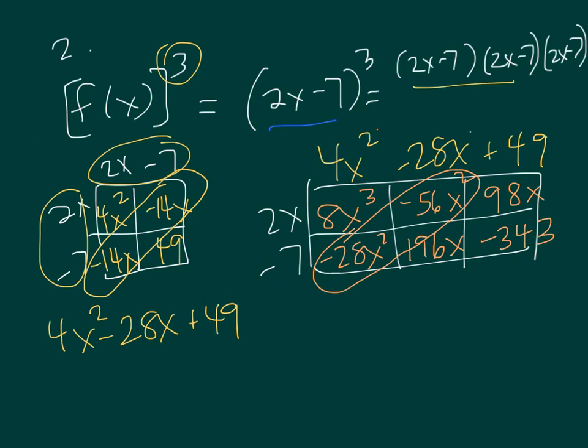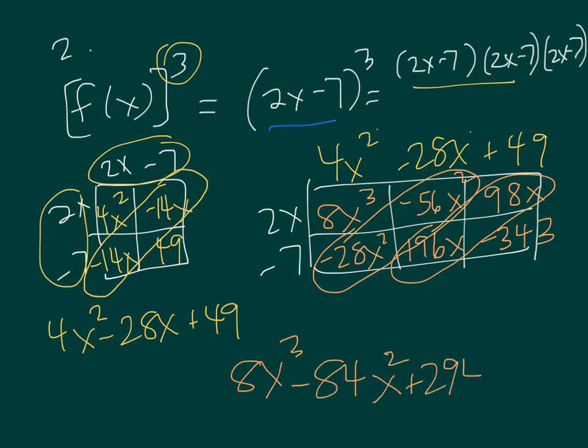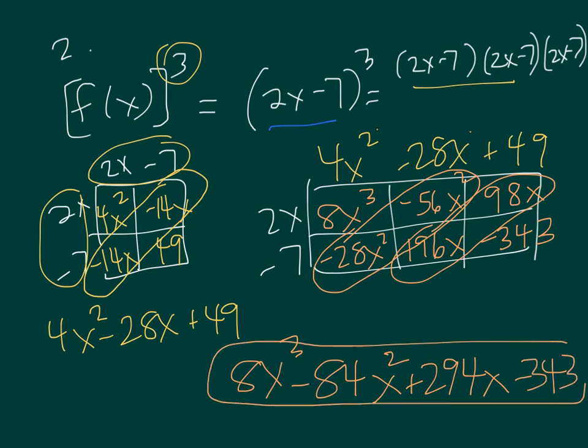So your answer here, we can add our like terms this time because our exponents go in order. So we can add those together, and we can also add these together. So our answer will be 8x cubed minus 84x squared plus 294x minus 343. And that's our answer. Again, I apologize for the messy handwriting. I do have a stylus on its way, so that'll make it a little easier to read.